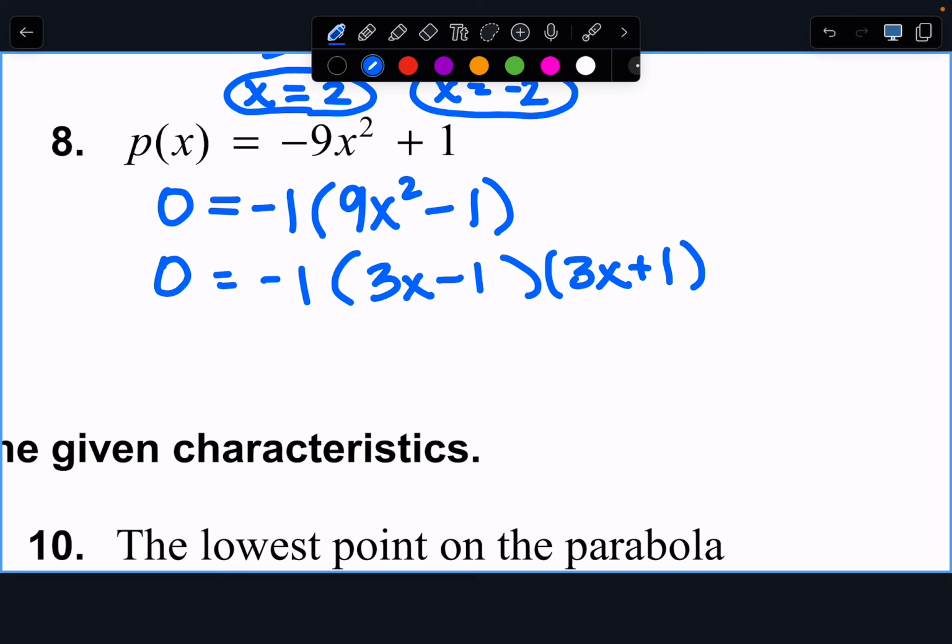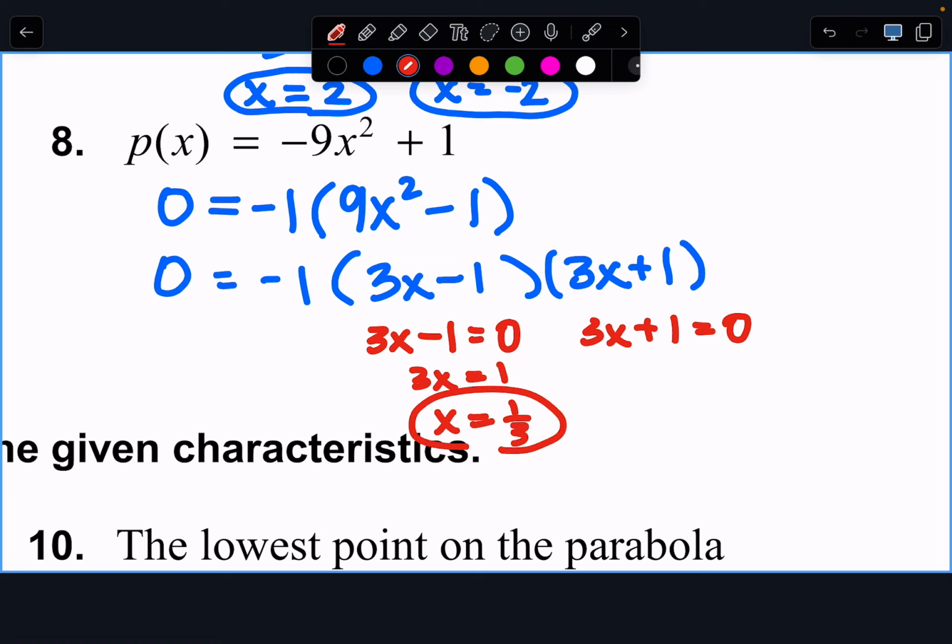Okay. Please be careful. I know it's only been a few days since we've had to set factors equal to 0. But when you have coefficients with your x, okay, here we get 3x equals 1, so x equals 1/3. Here we get 3x equals -1, so x equals -1/3. Please be careful with those. I know some of us were a little iffy on our test, so just be careful.